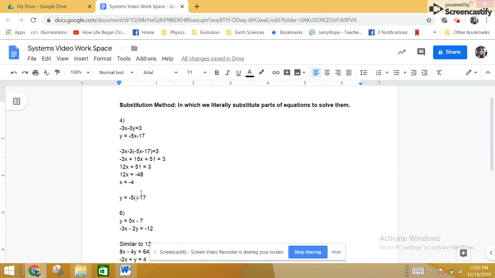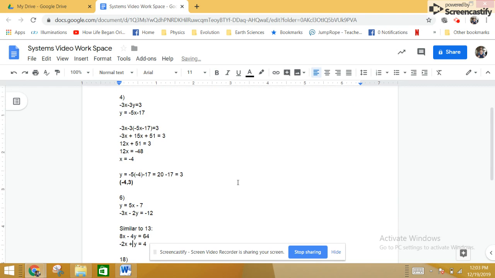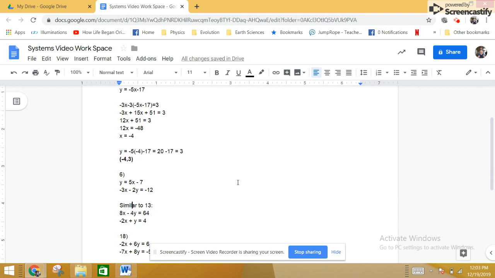Make that go away. Okay, negative 5 times negative 4. So I'm going to end up with negative 5 times negative 4 minus 17. So negative 5 times negative 4 is 20. 20 minus 17 equals 3. So my solution is x equals negative 4, y equals 3. And I express it as an xy point. That is my solution. I'm going to go down and do number 6, which is a similar one.